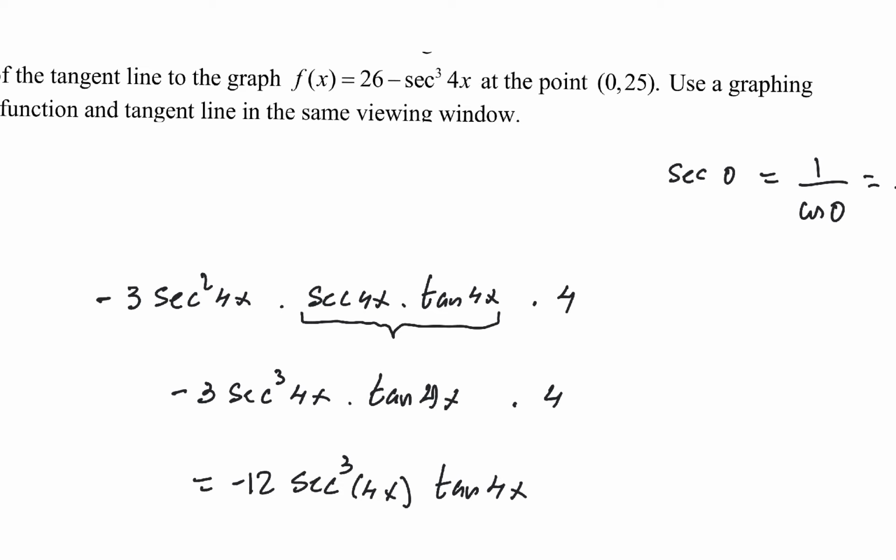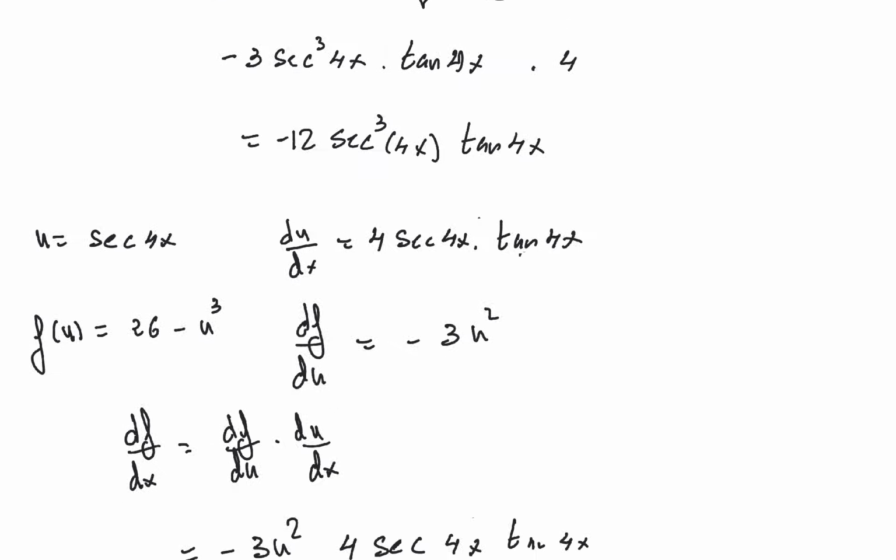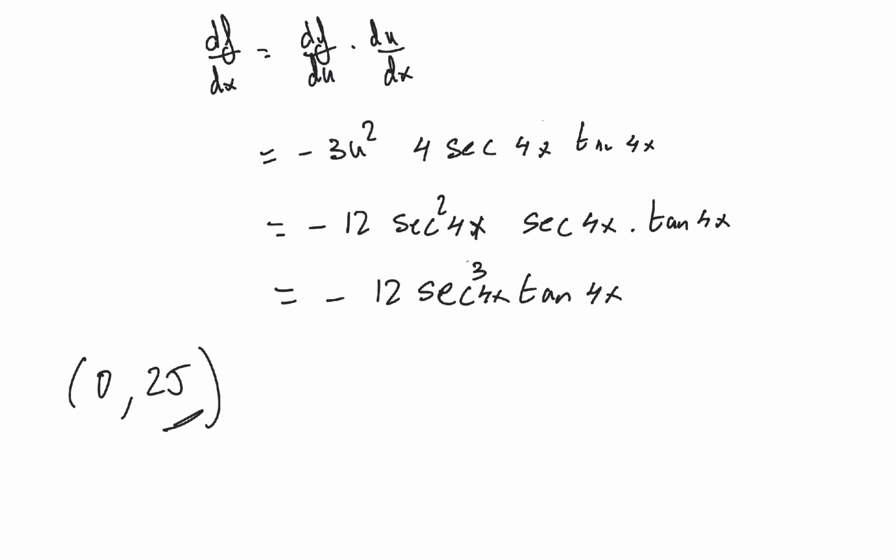So this is the point. And what I have now is that this equation allows me to find the slope at the point x equals 0. What is the slope?